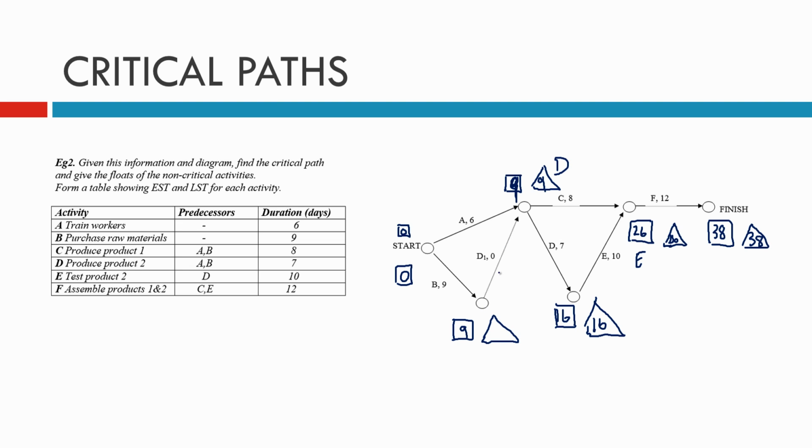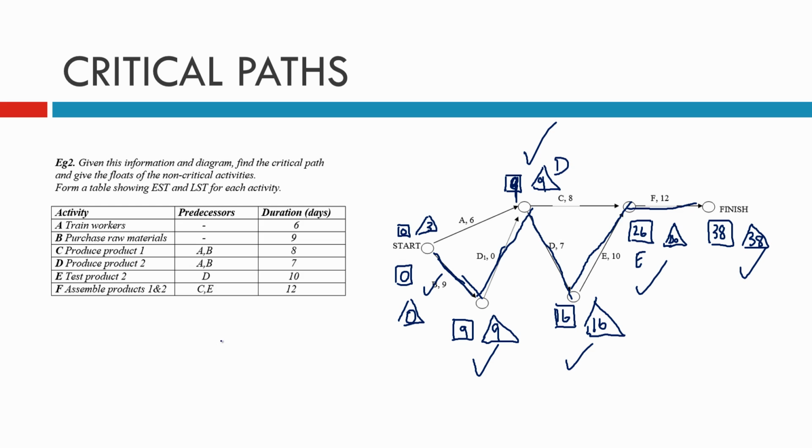Going down the dummy, so 9 take away 0 is still 9, and 9 take away 9 is 0 there, along the branch B. We better do the next one. 9 take away the 6 gives us 3, so we can work out everything. Critical path, starting at the start, remember we go where it's even, so it's along the B, up the dummy activity, down the D, up the E, and the F. So that's our critical path. B, D, E, F.